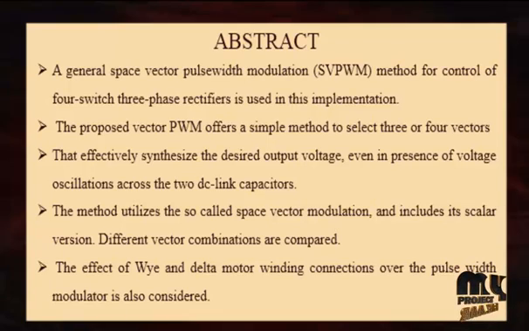In this proposed implementation, modeling, modulation and control of the 3-phase 4-switch PWM rectifier, a general space vector pulse width modulation method for control of the 4-switch 3-phase rectifier is used. The proposed vector PWM offers a simple method to select 3 or 4 vectors that effectively synthesize the desired output voltage, even in the presence of voltage oscillation across the two DC link capacitors.